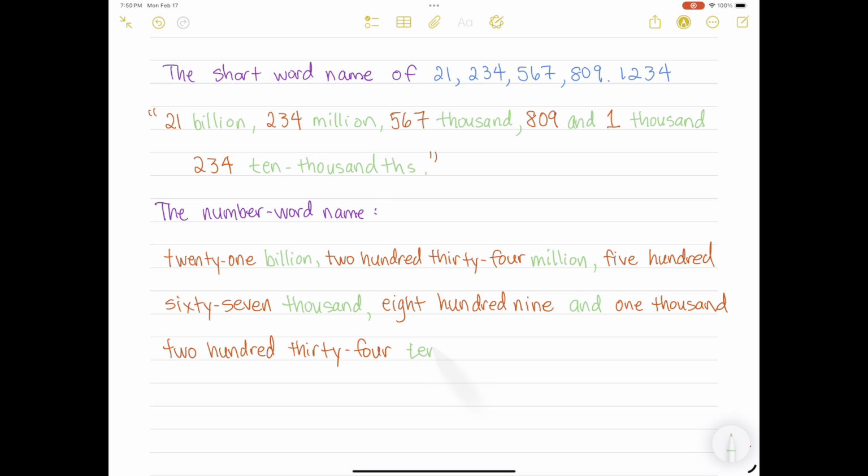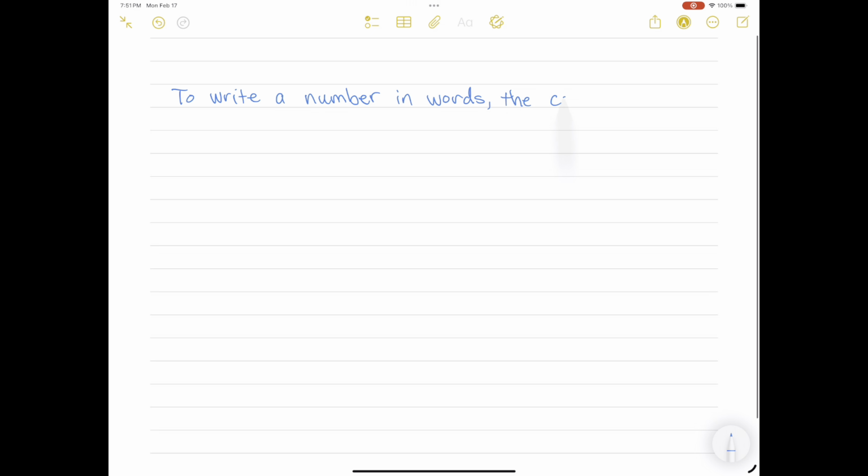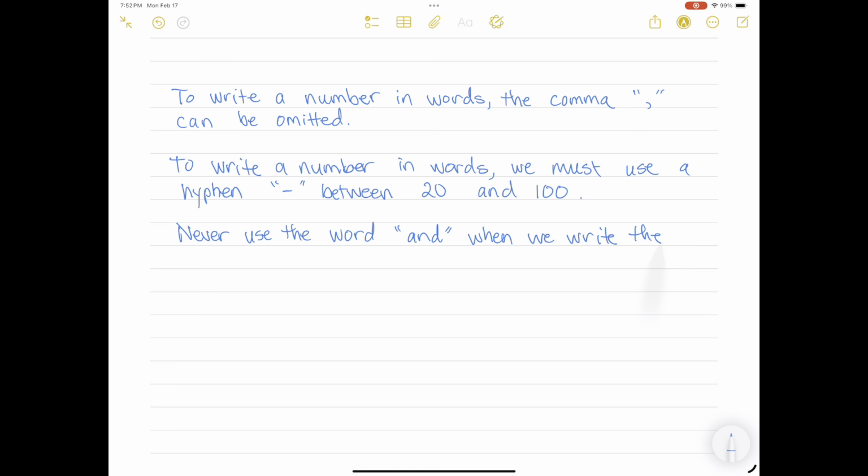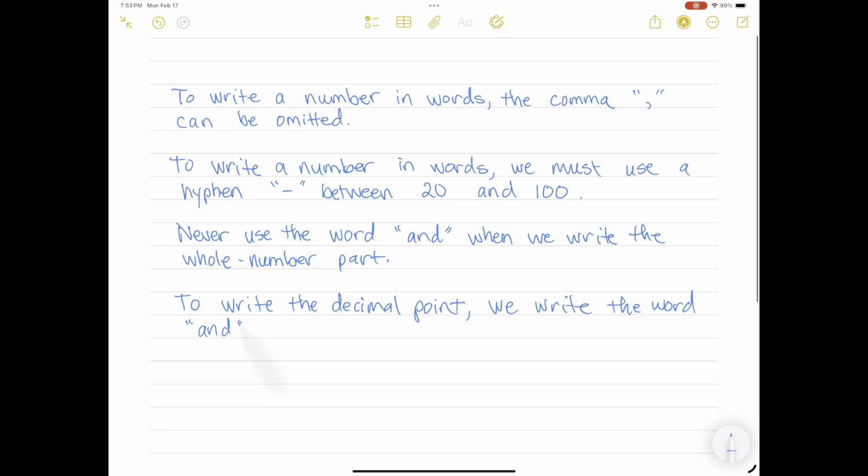21,234,567,809 and 1,234 10,000ths. This check might be written for some sort of cryptocurrency. To write a number in words, the comma can be omitted. To write a number in words, we must use a hyphen between 20 and 100. Never use the word "and" when we write the whole number part. To write the decimal point, we write the word "and."